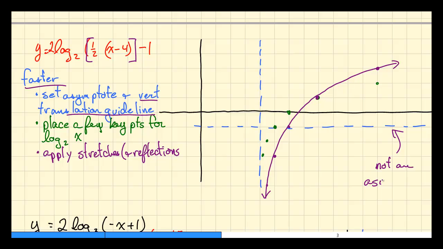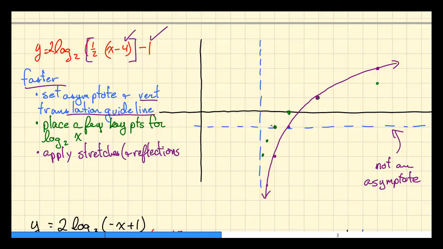It's simply a tool to help me out. Okay, it's like a new set of x and y axes, for example. Now, once I've got that, that's dealt with the 4 and the 1. I don't have to worry about that anymore. Then I place a few key points for log base 2 of x. And that's what I've done here.